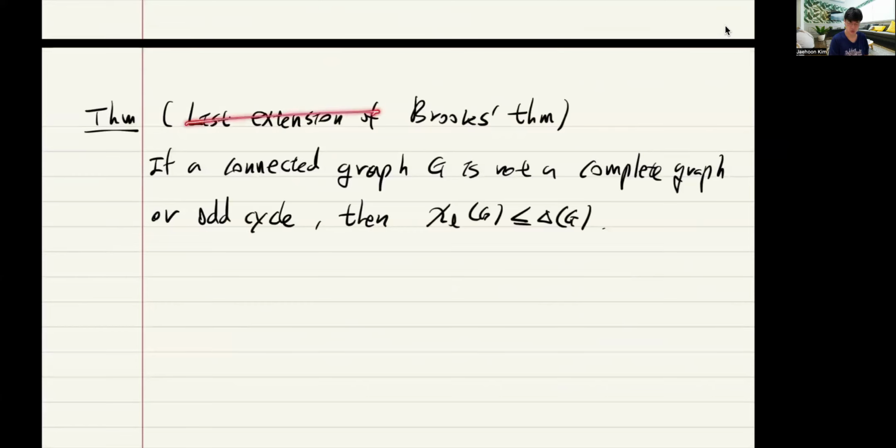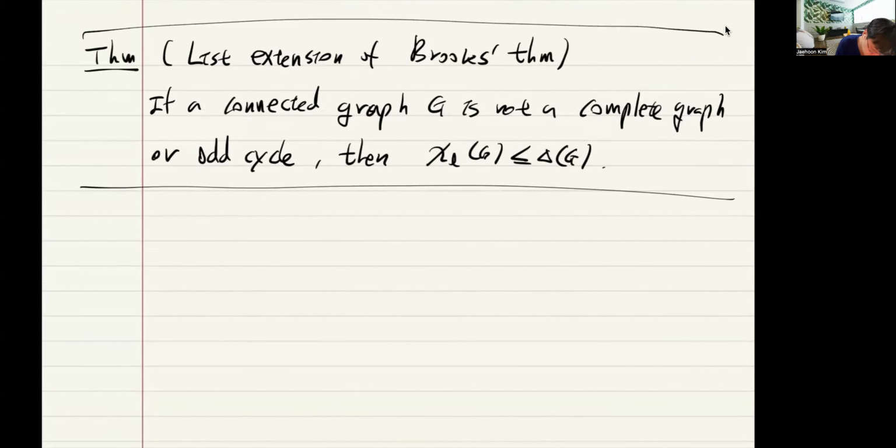This is called the list extension of Brooks theorem, because Brooks theorem is the case where you have a chromatic number instead of a list chromatic number. That's called Brooks theorem. This is the list coloring version of it. So we want to prove this.